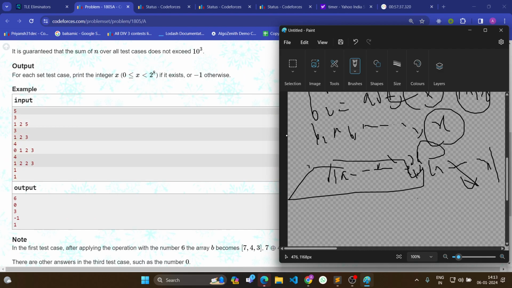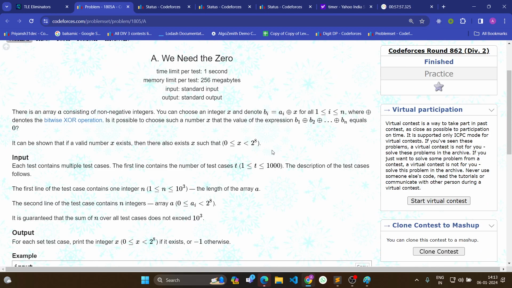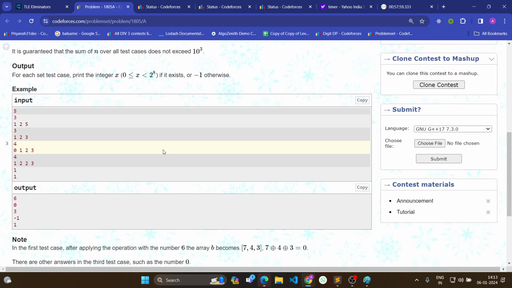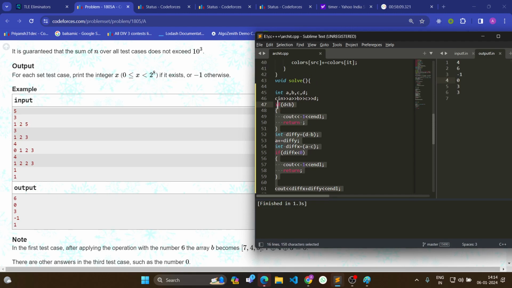Again, I'm not so sure, but I think 1 XOR 2 XOR 5. So 1 0 1 and 1 1 0. So this becomes 1 1, and then XOR 1. I have to prove the case where it does not exist. It does not exist when the length of the array is even, and it does not evaluate to 0.